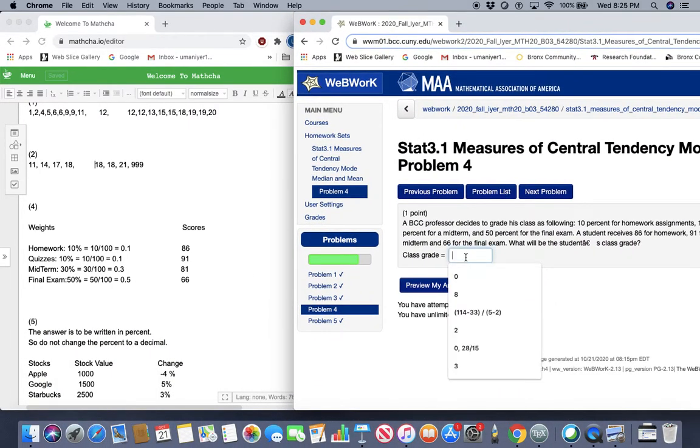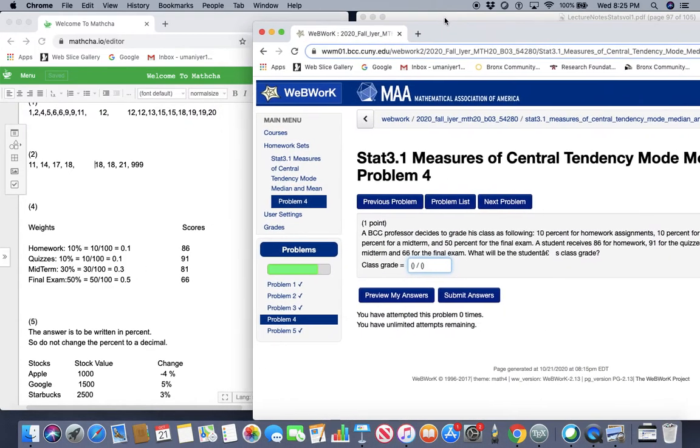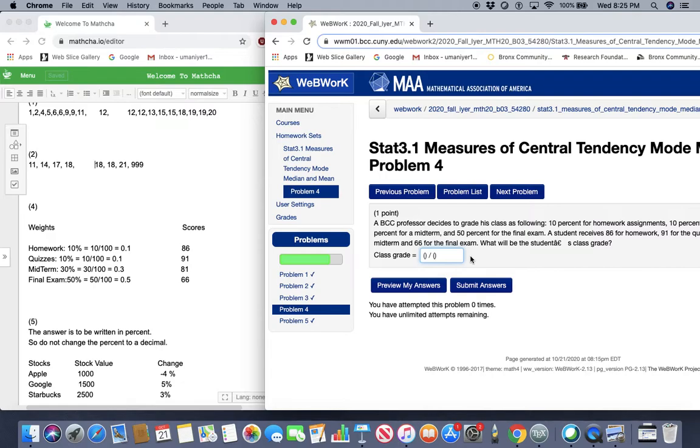So you have a numerator divided by denominator. Okay. So you see, numerator over denominator. Denominator, you are adding up the weights. Numerator, you are multiplying the weights to the score and then adding them up. So it's best to write numerator over denominator. Downstairs, you are adding all the weights. 0.1 plus 0.1 plus 0.3 plus 0.5.